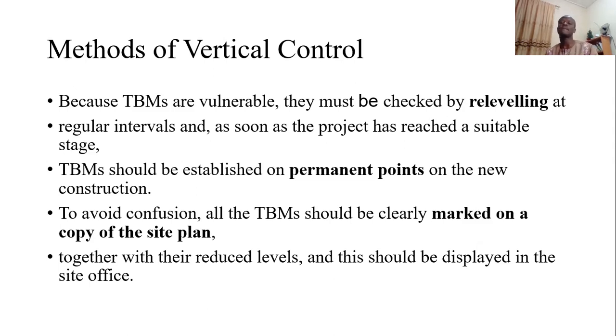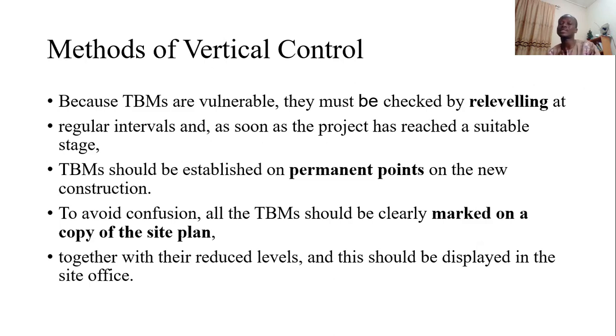So there should be established some permanent points on the new construction. I don't know if the point is being made clear. You're building, right? And then you had TBMs at certain distance away from your site. But as the building gets established, for example, as you finish with the slab, you can actually permanently establish a mark on these. You get it? To establish a permanent point on the new construction. Doesn't make sense? I'm sure it makes sense.